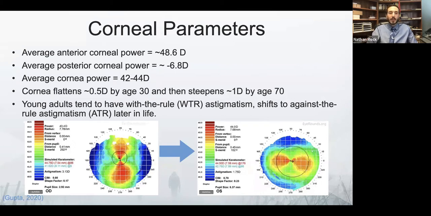Over time, the cornea does flatten by age 30 during early growth, and then it actually steepens over time by 1 diopter into adulthood. Young adults tend to have with the rule astigmatism, which shifts to against the rule astigmatism later in life. And these are representative topographies for both of those, so the with the rule and the against the rule astigmatism here.